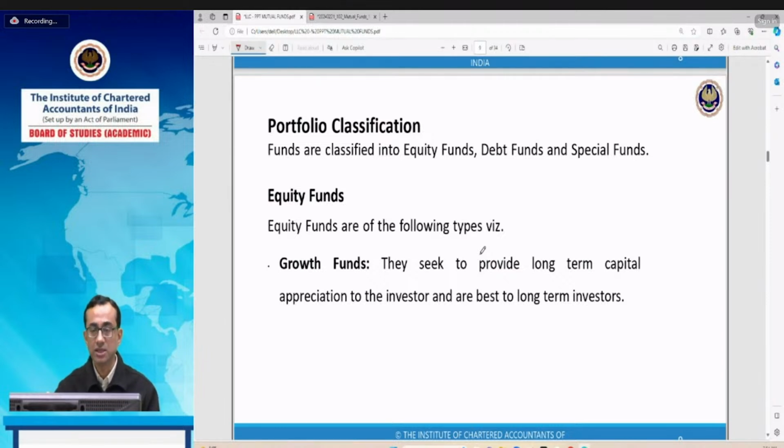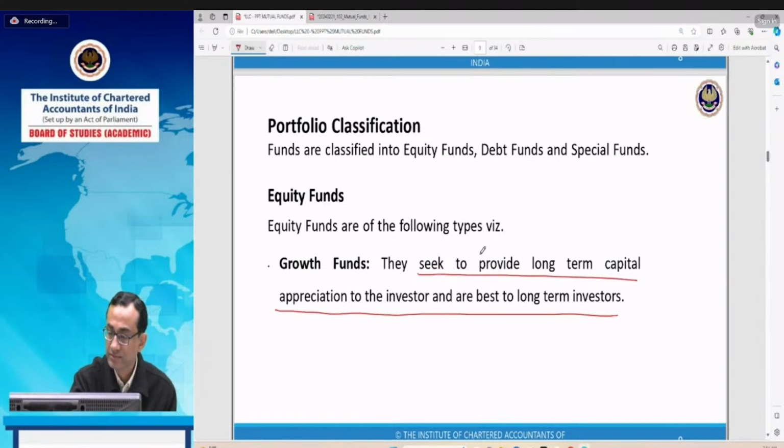Let us first take the equity funds. Equity fund first, growth funds. From the terminology, you can make out that the purpose is to invest in those companies which are growth oriented and which can give higher return to the investors in the long term. Growth oriented funds are basically for those investors who seek long term capital appreciation, and are best for long term investors.